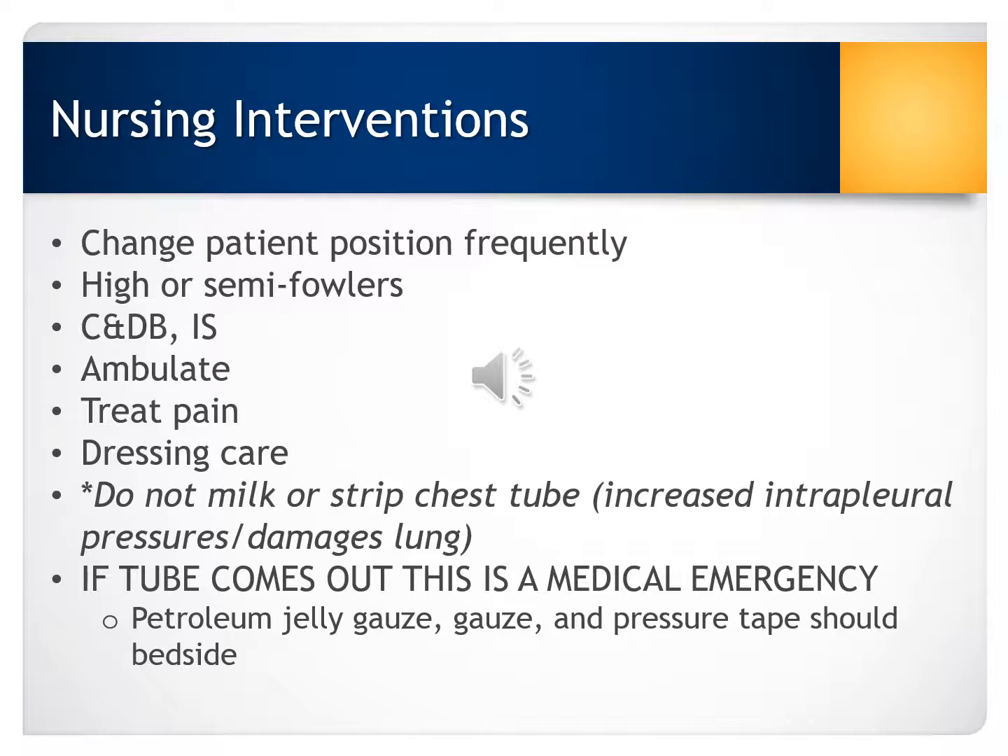So it's important, if you have a patient with a chest tube, to make sure that at their bedside they have petroleum jelly gauze, another gauze, paper, and pressure tape. So in the event that the chest tube would come out, you can put the petroleum gauze, the gauze, and a pressure dressing over that insertion site.